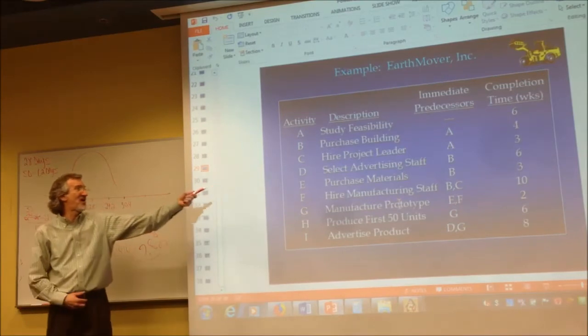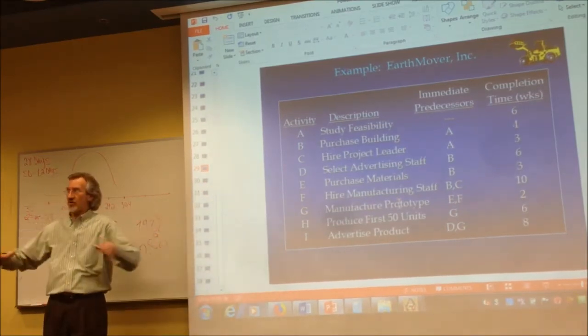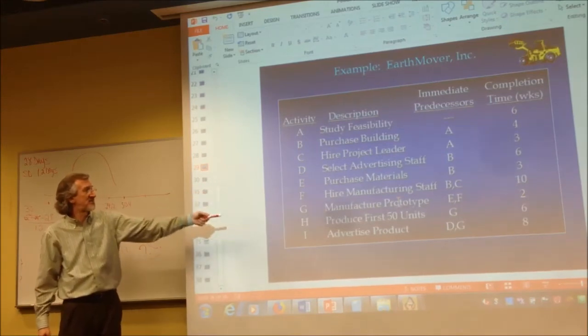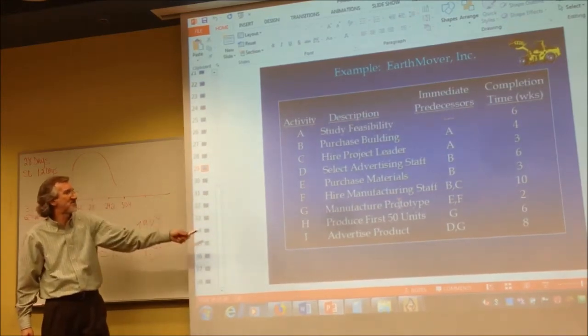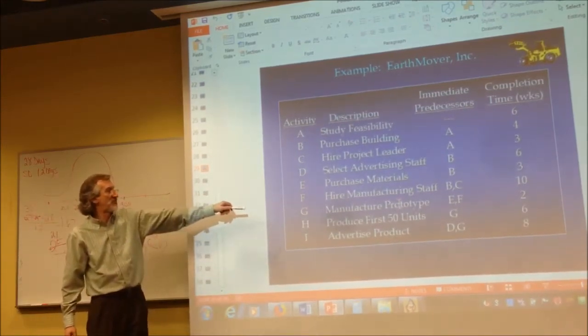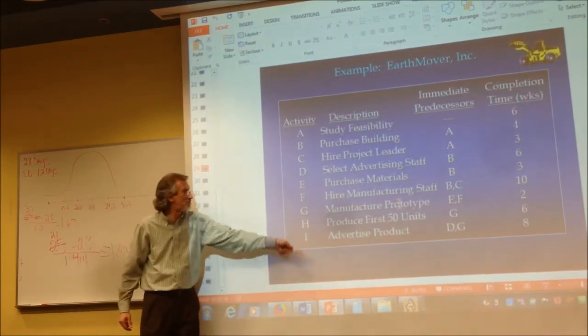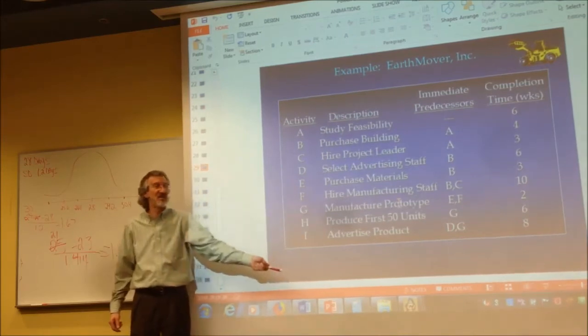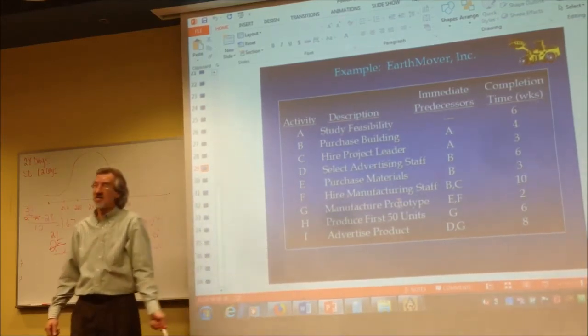We've got to hire a project leader, because we all have to do our regular job. We're just planning this all out. Select advertising staff, purchase materials, hire a management staff, manufacture a prototype, produce first 50 units, advertise the product, and get it sold. These are the activities the group came up with that you're leading.